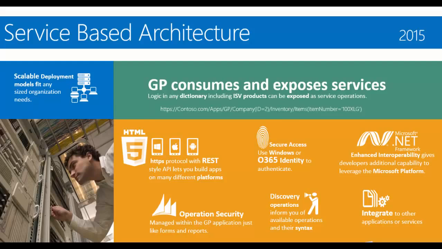The API uses industry standard HTTPS and REST pattern URLs to call operations and can be used on a variety of platforms. Developers and users can easily understand what operations are available and how they can call them by using the discovery functionality of the service. And the deployment of the architecture is scalable, so it can fit any size organization from just a few to hundreds of users and can grow as the organization does.